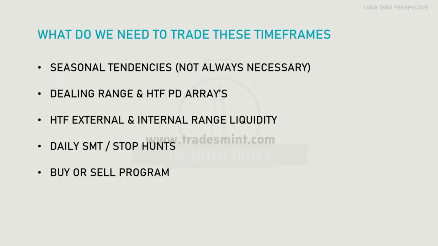So what do we need to trade with these time frames, right? We have seasonal tendencies, which is not always necessary, but highly effective when used in combination with higher time frame PD arrays. We need a dealing range and those higher time frame PD arrays. We need higher time frame external and internal range liquidity. We can couple it up with daily SMT and stop hunts, and eventually we'll go into a buy or a sell program.